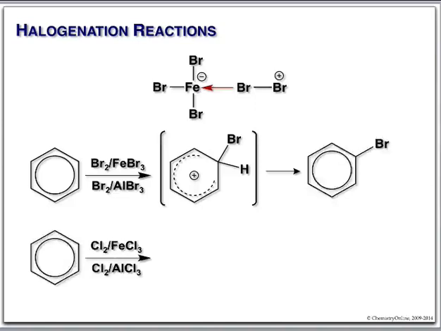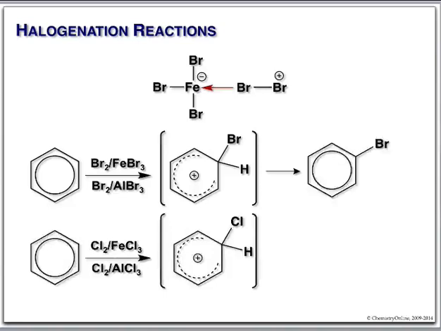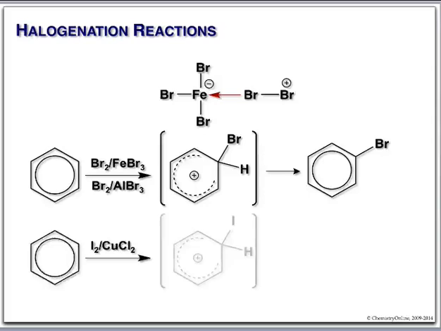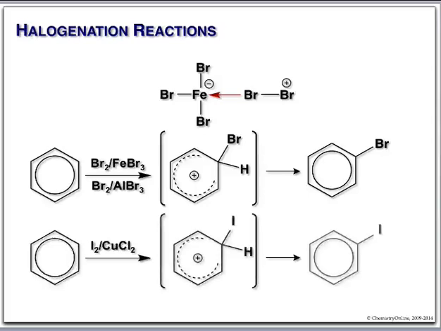We can do the same thing with chlorine. Chlorine with iron(III) chloride or aluminum chloride, either one. Same sort of electrophilic addition intermediate here. Again, we lose the hydrogen and we make chlorobenzene. We can't do it with fluorine, but we can get an iodine on the ring. It's a little trickier. We have to do something like this: use iodine in the presence of copper(II) chloride. So that's the only Lewis acid that works here. But again, you form the same addition intermediate, and you wind up with the aryl iodide. Any questions?